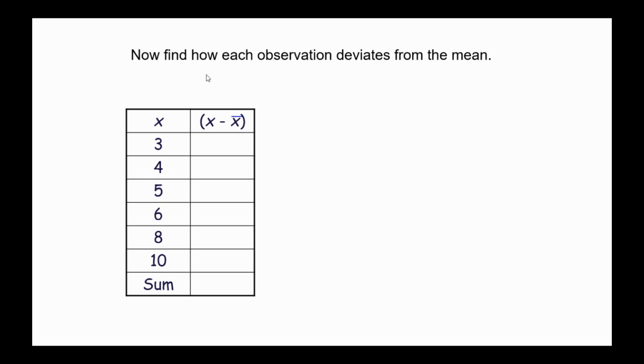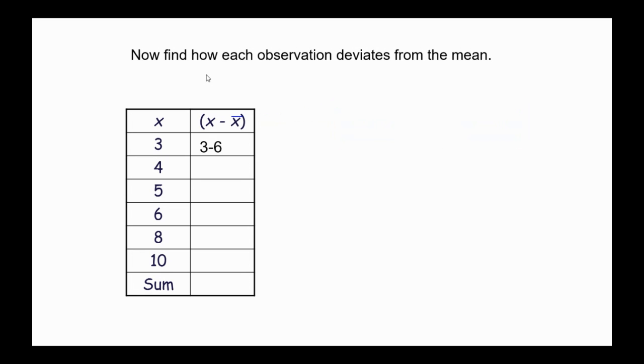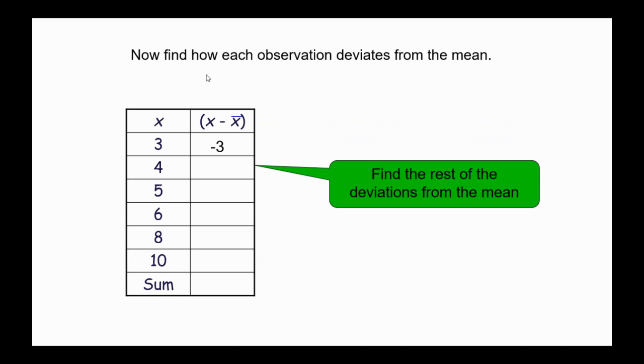So now let's use our mean to find the deviation from the mean of each of our fish. To do that, we just have to go through the chart. Well, our mean is 6, so 3 minus 6. What would that get us? Negative 3. Then we go to the next one, 4 minus 6. Yep. And then just fill your chart out.